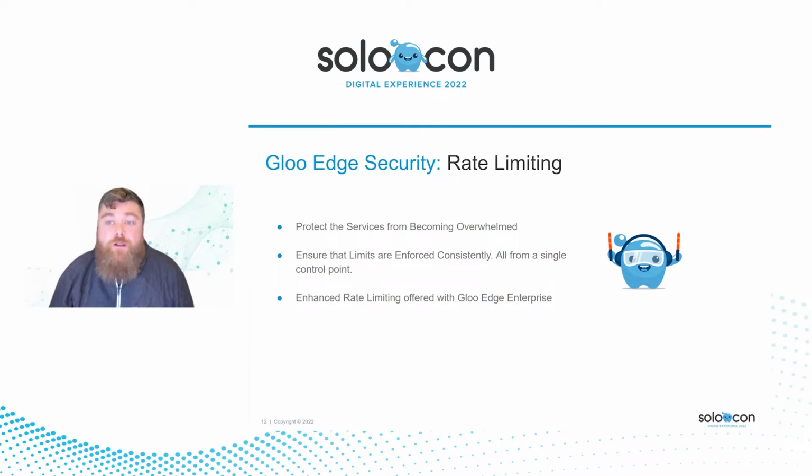There we can define client request limits to upstream services, ensure that limits are enforced consistently, and protect the services from becoming overwhelmed, all from a single control point. Enhanced options are available in Gloo Edge Enterprise for features like rule priority, simplified API, custom data store backing, and rate limit metrics.